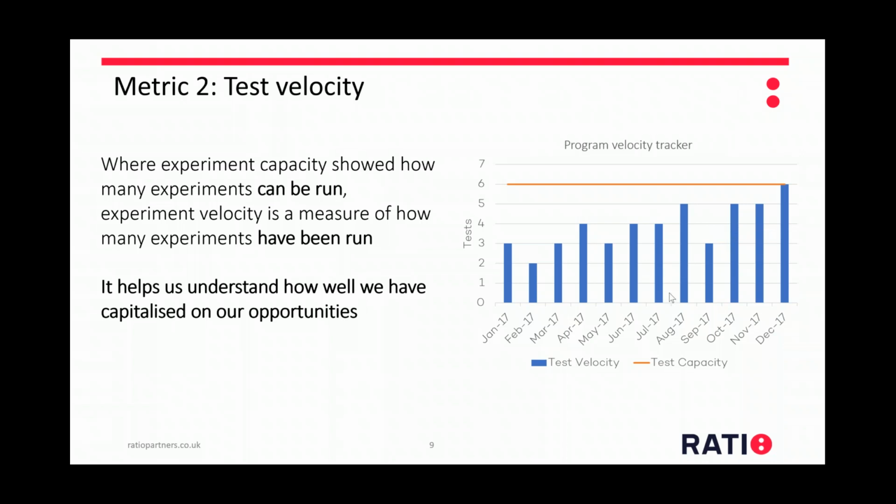Test velocity is a measure of how many tests you are actually running. So experiment capacity is how many you can run; velocity is how many are running. Essentially, we want to be increasing our velocity on a month-on-month basis, because that means we are getting more experiments out there. And all else equal, if you are running more experiments, then you're getting more learnings for one, and obviously you'll be getting more wins as well.